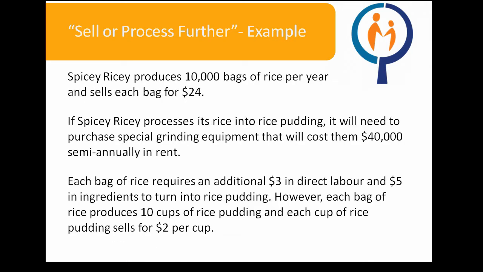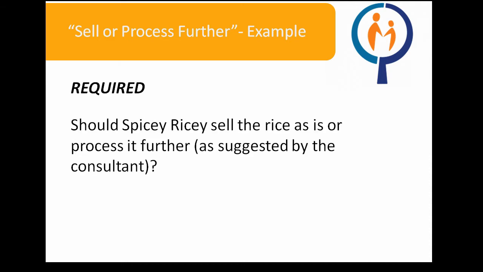Spicy Ricey produces 10,000 bags of rice per year and sells each bag for $24. If Spicy Ricey processes its rice into rice pudding, it will need to purchase special grinding equipment that will cost them $40,000 semi-annually in rent. Each bag of rice requires an additional $3 in direct labor and $5 in ingredients to turn into rice pudding. However, each bag of rice produces 10 cups of rice pudding, and each cup of rice pudding sells for $2 per cup.